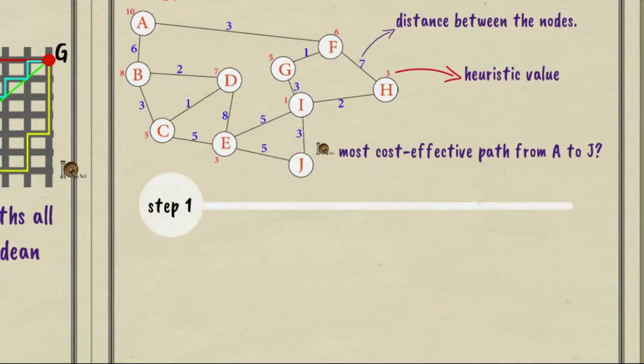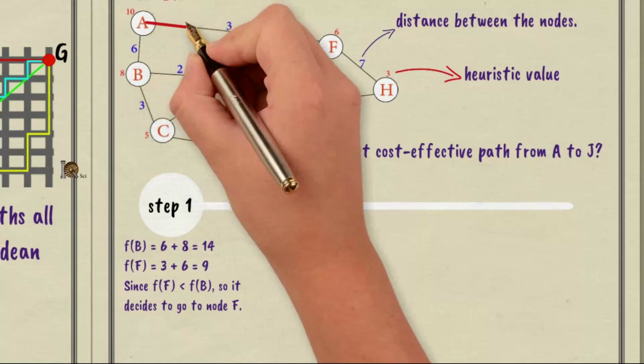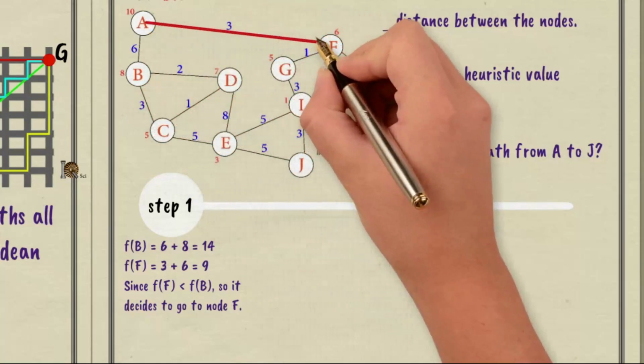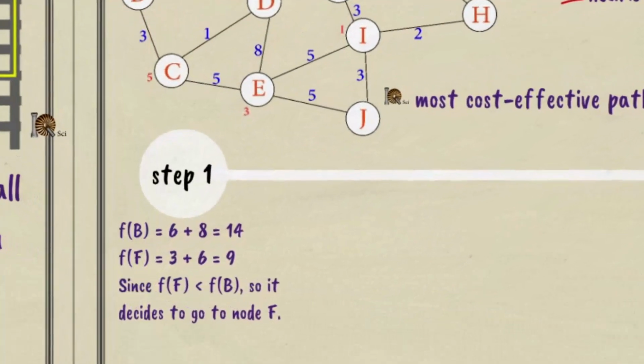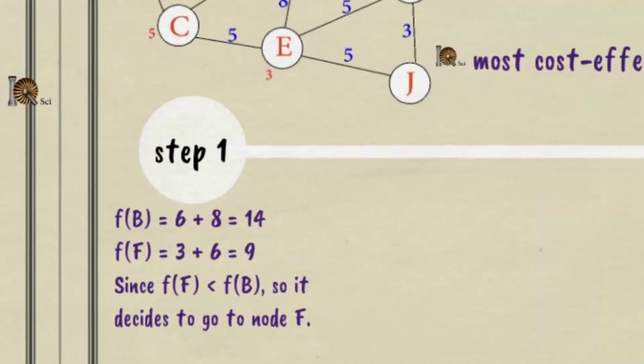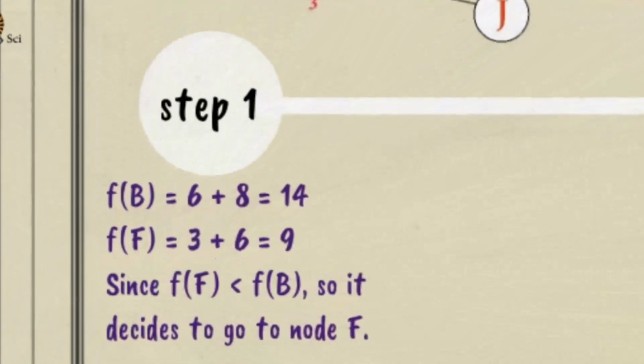Step 1. We start with node A. Node B and node F can be reached from node A. The A* algorithm calculates f(b) and f(f). Since f(f) is less than f(b), it decides to go to node F.